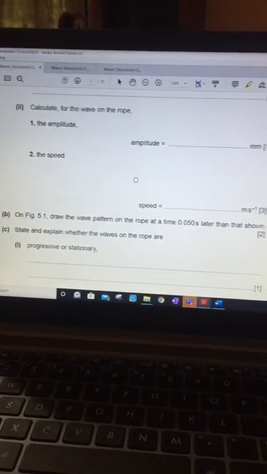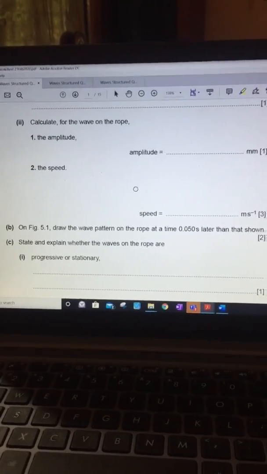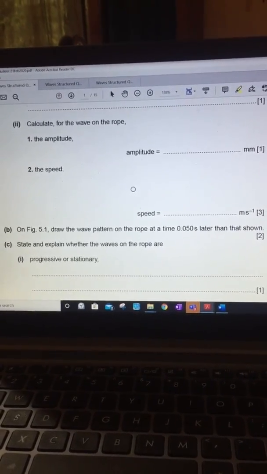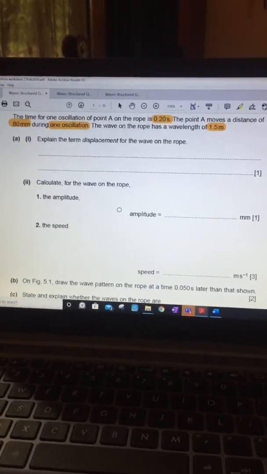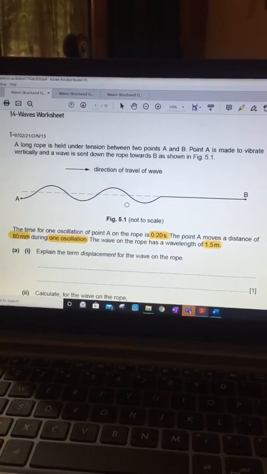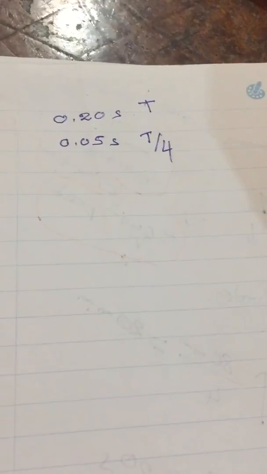Then on figure 5.1, draw the wave pattern on the rope at a time 0.05 seconds later than that shown. So they are saying 0.05 seconds later. We know that the period is 0.20 seconds, right? So if the period is 0.20 seconds, then 0.05 seconds is after a quarter of a period.